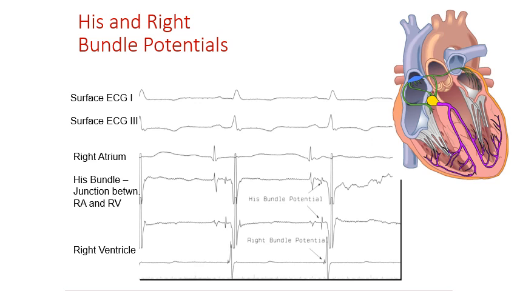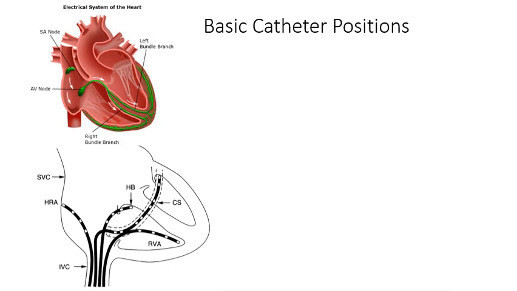This is a recording from inside the heart. The atrial activity is called the A wave, the His bundle the H wave, and the QRS the V wave, and the AH interval and HV interval in this recording are normal. And this is how we record from inside the heart: catheters, multipolar or quadripolar, in the coronary sinus and in the His bundle, another one in the right atrium, and another one in the apex of the right ventricle.